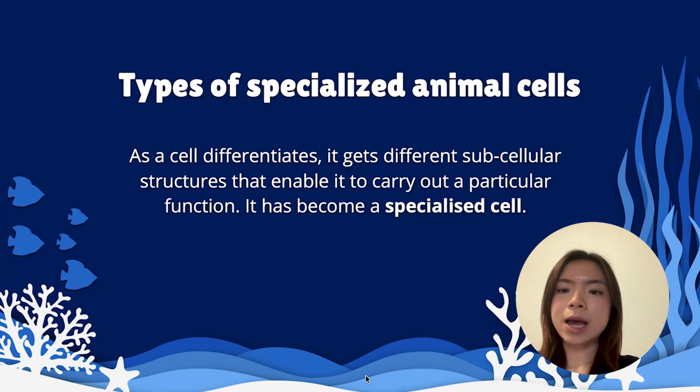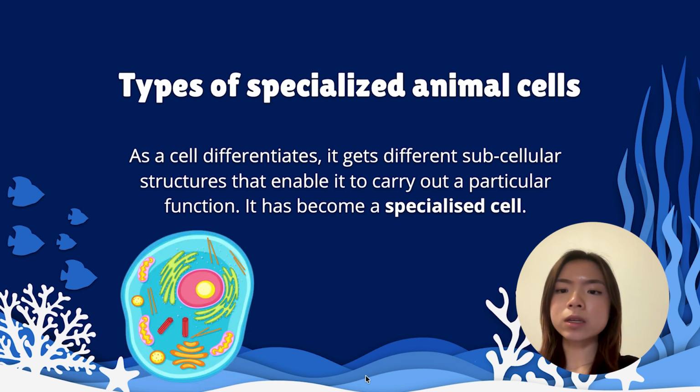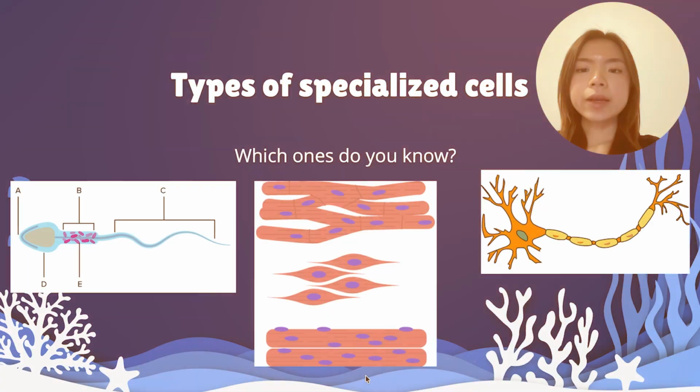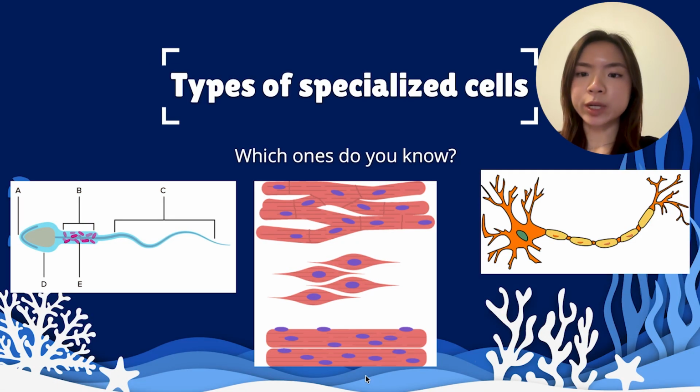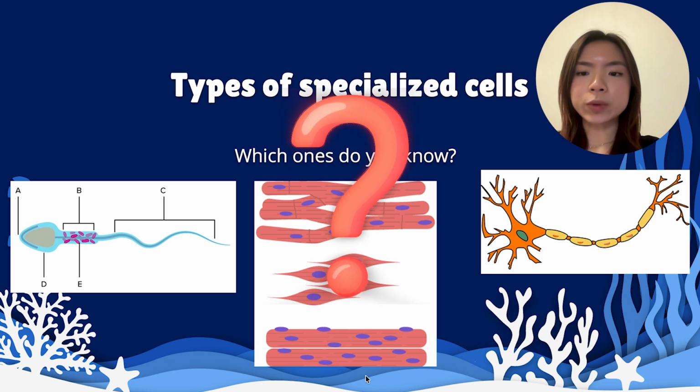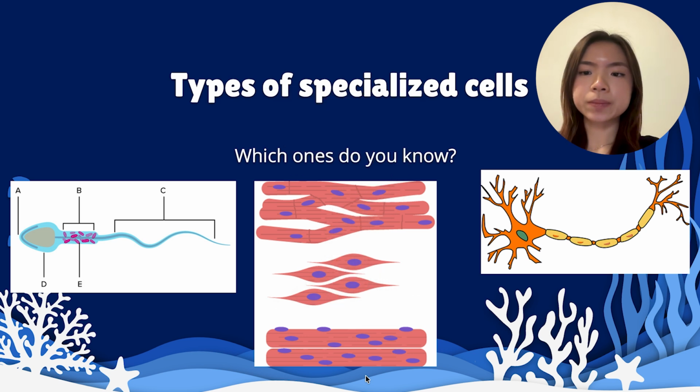This occurs as the organism develops because it requires different types of cells to carry out different functions. For example, animal cells and plant cells. Here are 3 examples of specialized cells. So, can you label which one is which? We'll go through each of the cells specifically.